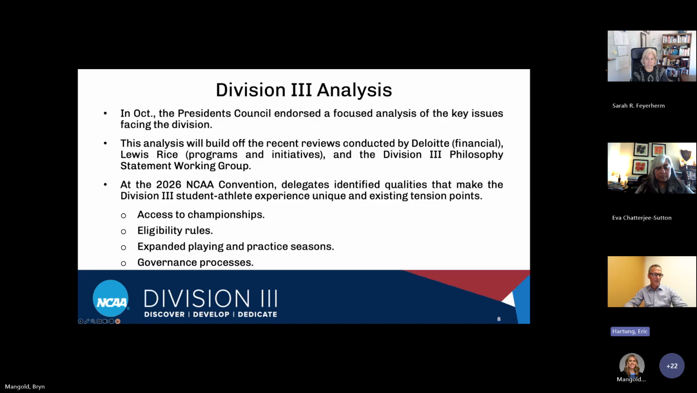So in the unique qualities of the Division III experience, these are the items that absolutely hit the top of the list. One was student first, athlete second. And that's coming from a cross-section of student athletes, campus leaders such as presidents, ADRs, and our athletics administrators as well across the board. Student first, athlete second. Division III student athletes play for the love of the game. That phrase was very, very common in the comments that we received.